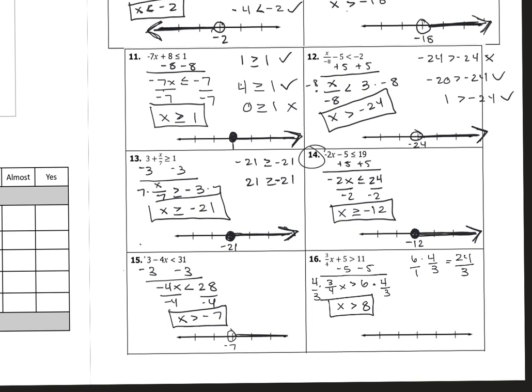All right, so we're going to have an open circle at 8. And since x is greater than, we're going to shade to the right. So we can see that 8 is not going to be a solution here because 8 is not greater than 8. But we can put in 20, for example. That's going to be true. We can even put in 9, for example. That is going to be true as well.